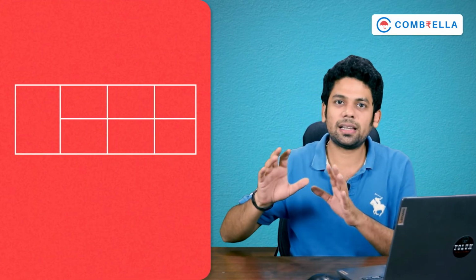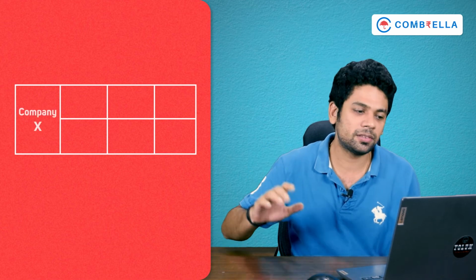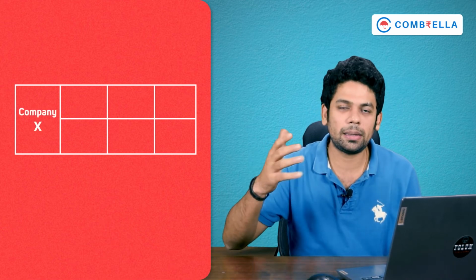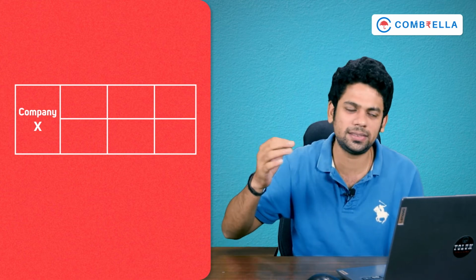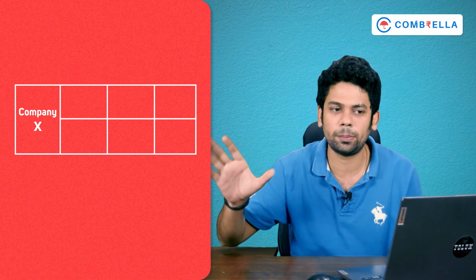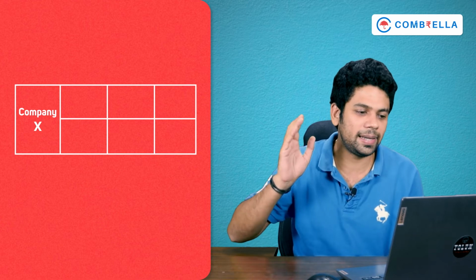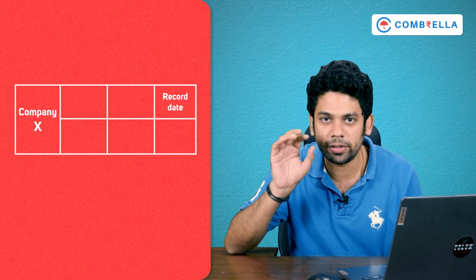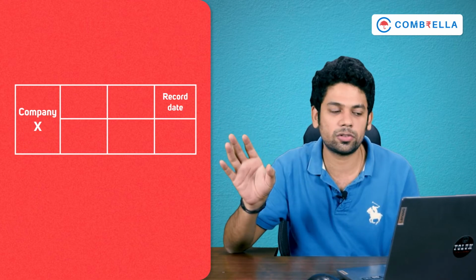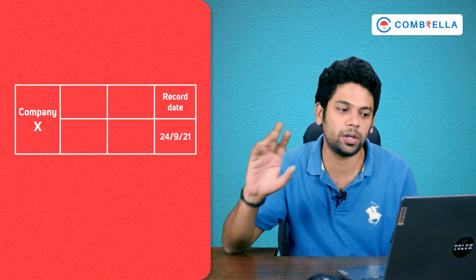Let me now explain you with the help of an example. Okay. Suppose let's take one company, friends. Example, company X. Okay. Announcement date can be anything. Okay, announcement date is not a very important date here. You can take announcement date as any particular date. Now this company X fixes a record date, okay, for giving the dividend to the shareholders. Let us assume 24th of September 2021.